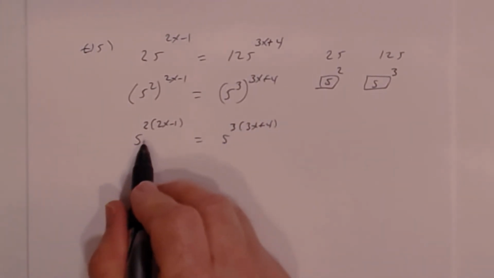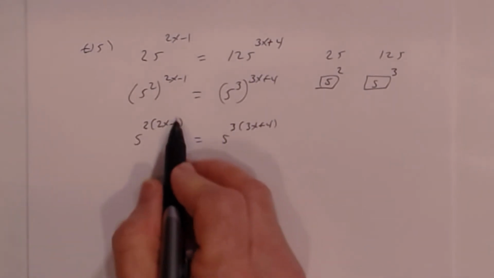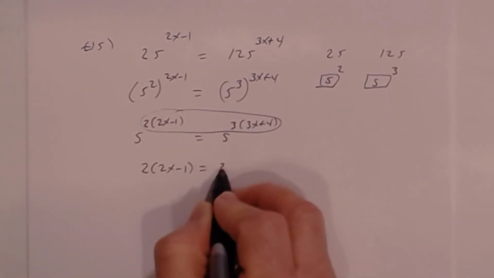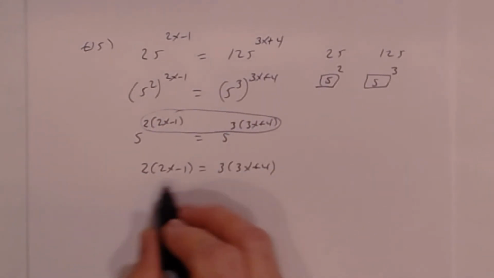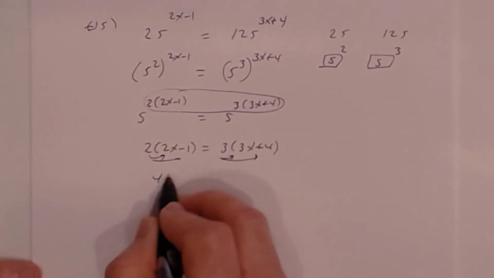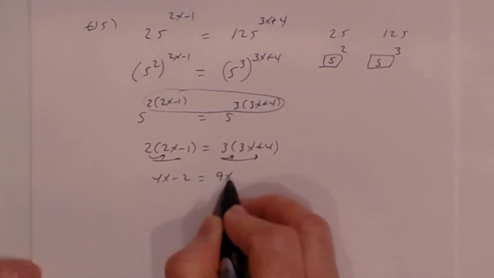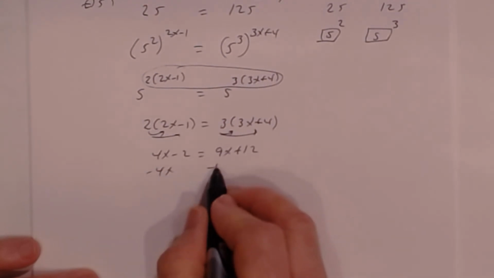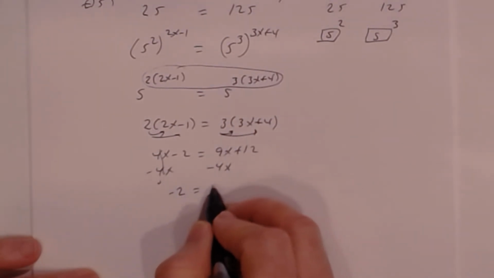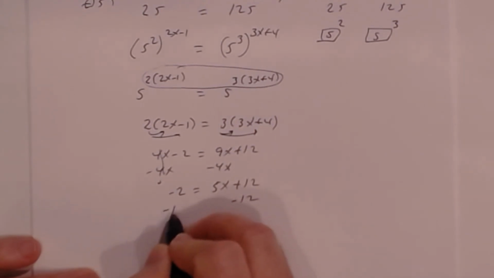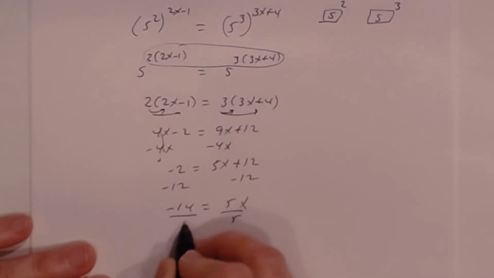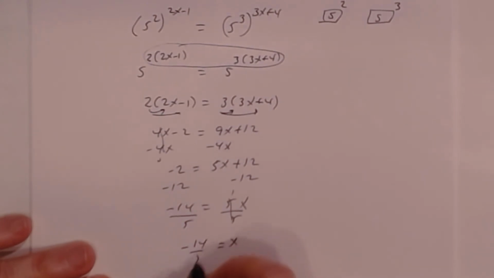And now you're going to use the one-to-one property. If you have an exponential equation and the bases are the same, then the exponents have to be equal to each other. So you're going to say 2 times 2x minus 1 equals 3 times 3x plus 4. Then you just solve this linear equation, and you're done. Using the distributive property, I get 4x minus 2 equals 9x plus 12. Subtract 4x from both sides. I get negative 2 equals 9x minus 4x, which is 5x, plus 12. Subtract 12 from both sides. I get negative 2 minus 12, which is negative 14, equals 5x. Then divide both sides by 5. I get x equals negative 14 fifths.